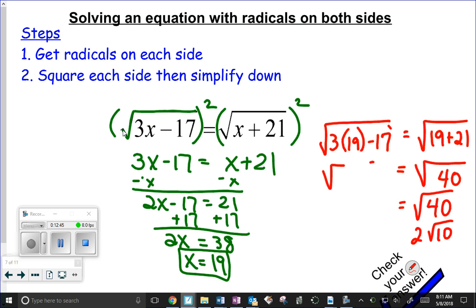What is 3 times 19? 57 minus 17? 40. Oh, it does work. All right. Good. And once you see that you have the same, you can break it down if you want to, but you don't have to. Once you get to something equals something, we're good to go. So yes, one answer.